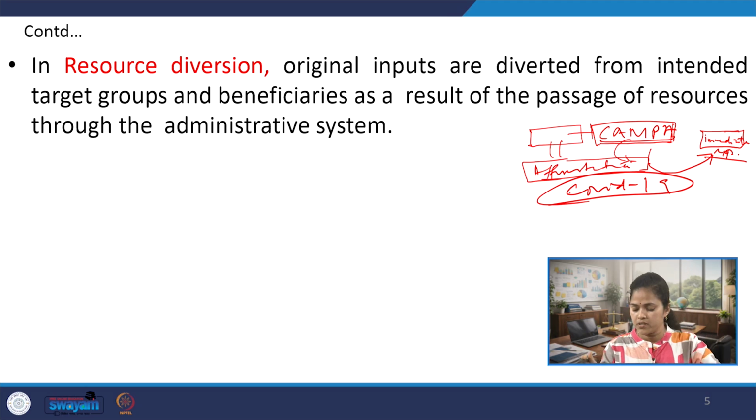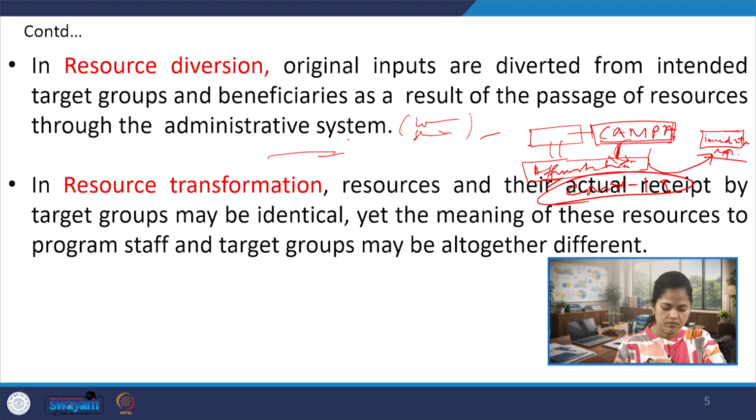So now, after understanding this example, we can understand the definition of resource diversion. In resource diversion, the original inputs are diverted from the intended target groups. The intended target group here is the afforestation program in some locality or state, and the beneficiaries would be the citizens of that state or locality. As a result of passage of resources through the administrative system, here the local administrative systems and the state or district administrative systems, the original inputs are diverted from the intended target groups or beneficiaries to some other groups or other options, and this diversion happens through the administrative systems only.